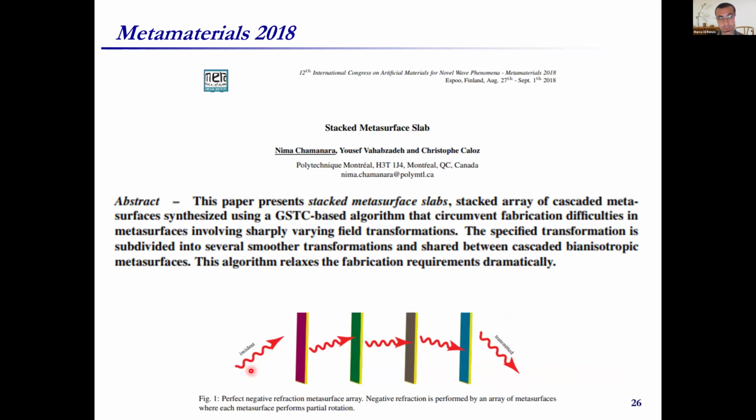But without going much into the details, another paper that was published in that year, 2018, was this one from Christophe Caloz, who is also an expert in metamaterials. In this paper, the idea was this: if I want to do something very complex, I could do this with only one layer, but this might be too expensive. And I will show you an example where I may split this complex functionality into simpler functionalities that are executed by multiple layers that are stacked one after the other. Okay.